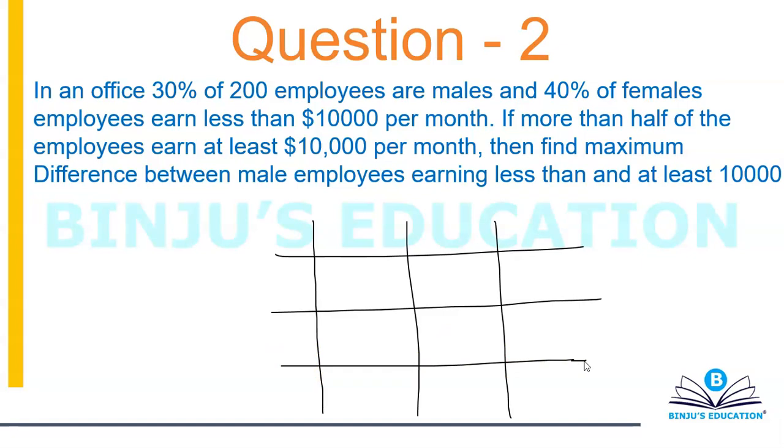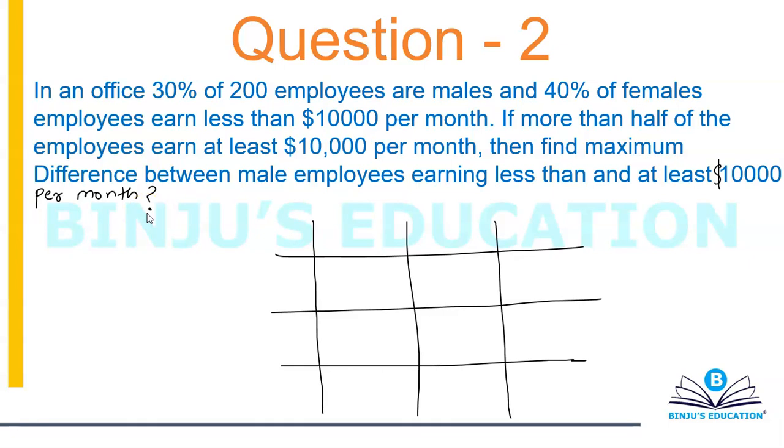In an office, 30% of 200 employees are males and 40% of female employees earn less than $10,000 per month. If more than half of the employees earn at least $10,000 per month, then find the maximum difference between male employees earning less than and at least $10,000. I forgot this dollar sign, and per month also, so please excuse me for that. I think apart from that, the question for practice is pretty simple and clear.